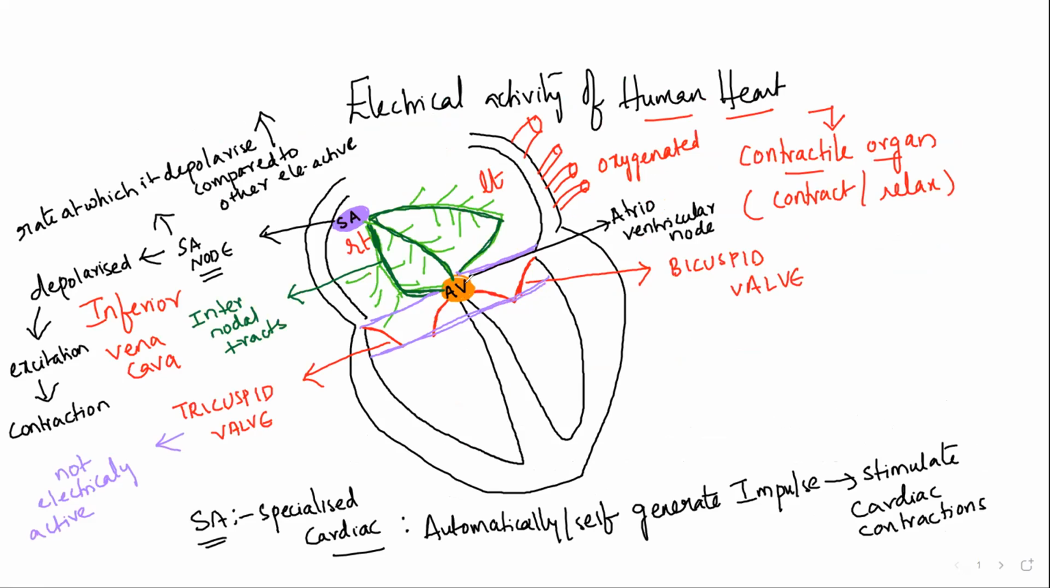So the impulse of depolarization is only carried into your AV node, but it is not spread into the valve area. Just below this AV node, we have a specialized tissue in the interventricular septum. This specialized tissue is called the atrioventricular bundle, or we can call this the bundle of His.